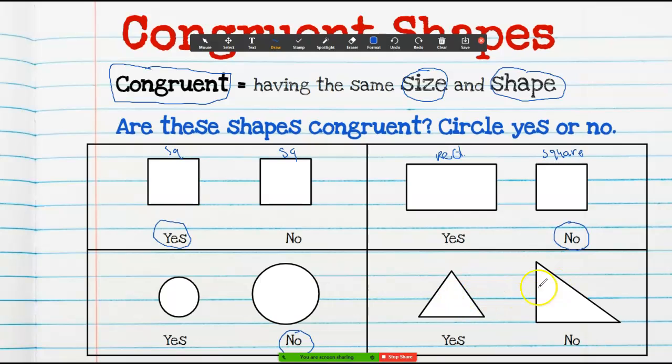And here we have 2 triangles. Now, these are 2 different types of triangles. Okay? Notice this one has a right angle to it. This one doesn't. Okay, so this one has a kind of a perfect edge right here. This one is also slightly bigger. So even though these are both triangles, this is a different type of triangle, and it's not the same size, so those are not congruent. Okay, so remember, congruent means they need to be the same size and the same shape. They need to be both.